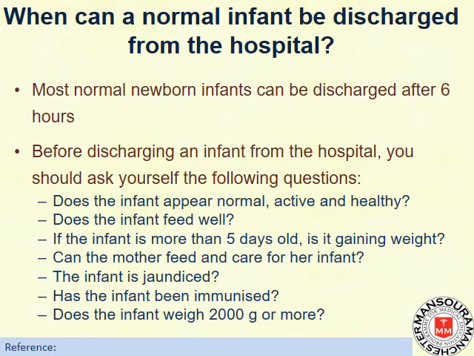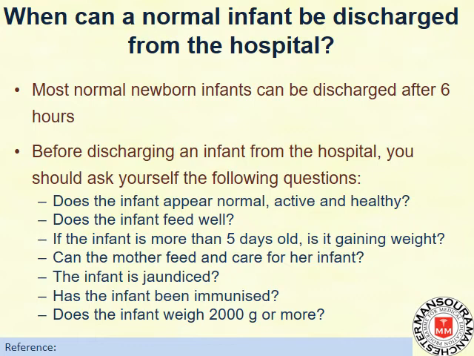When can a normal infant be discharged from the hospital? This is a very important question. Most newborn babies can be discharged after 6 hours. Before discharging the infant from the hospital, you should ask yourself the following questions. Does the infant appear normal, active, and healthy? Does the infant feed well?